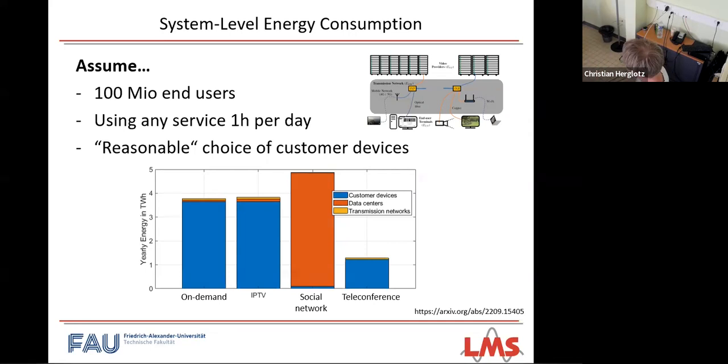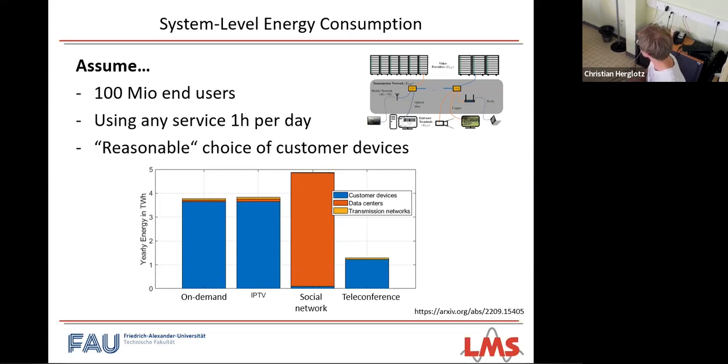At least when you choose to do it with these bit rates, the impact is not really big on the overall energy consumption. What is really more important is your end user device. And in terms of social network, what I wanted to come to next is the reason why we have a very, very big bar here: encoding.